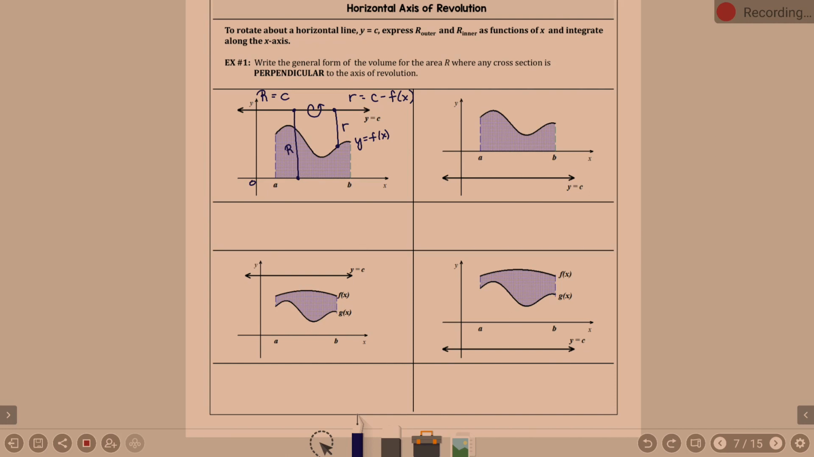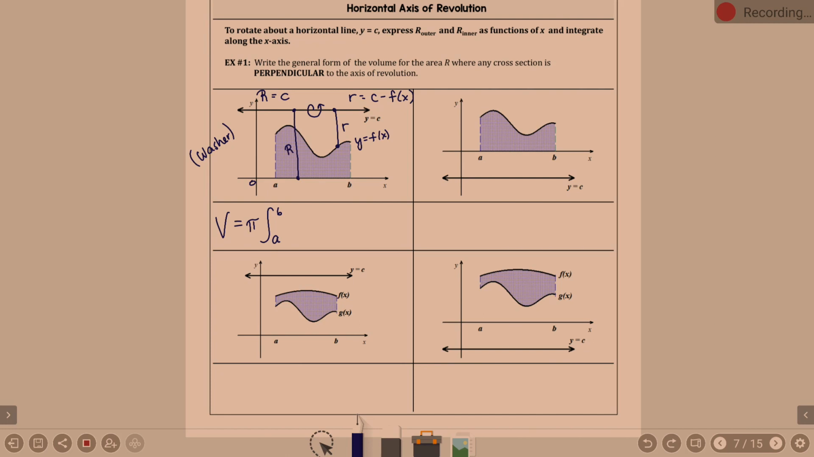Now, we're ready to write our volume integral. Go with what you know. Pi times the integral. We're using pi all the way. Good. Pi times the integral from a to b. You guys all with us on that one, right? Now, this is a washer method, right? So if this is a washer method, what was our setup yesterday? Big R squared minus little r squared.